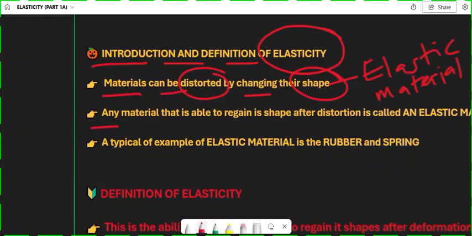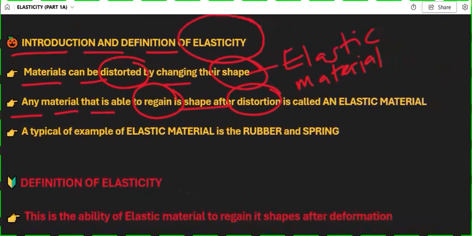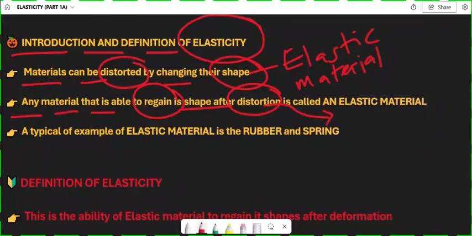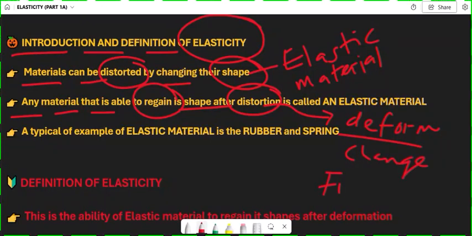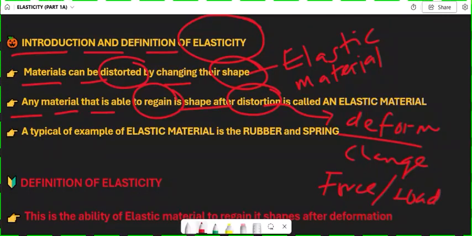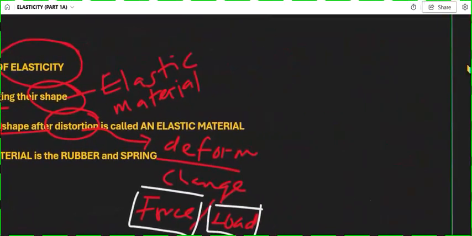And I said something here, any material that's able to regain its shape after distortion. Now, behind the word distortion, what does it mean? It means to deform a thing or to change a thing by applying either a force or a load to that thing. For instance, let's talk about rubber.